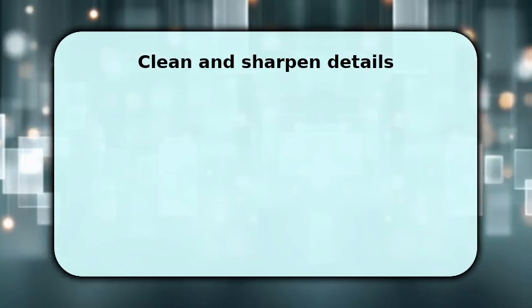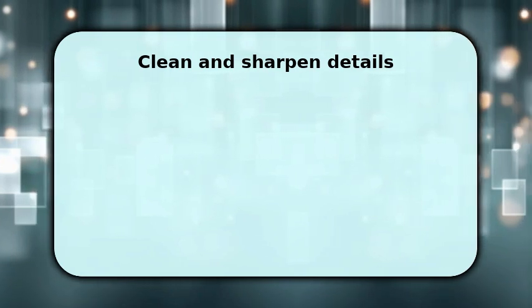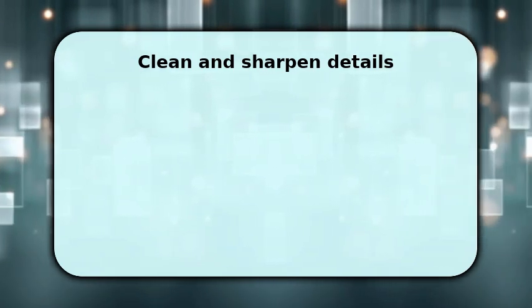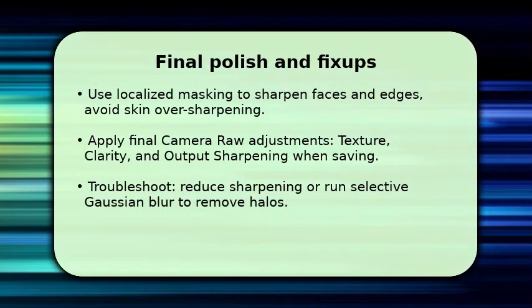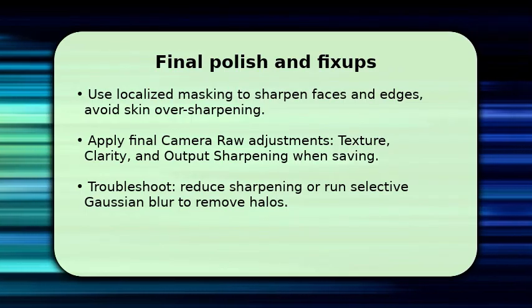Make incremental passes, toggling the filter visibility to compare, and finish by refining localized areas. Add a mask to the sharpening layer and paint on the areas that benefit, like eyes, hair, and edges, while leaving smooth skin alone. Then open Camera Raw for last texture and clarity tweaks.